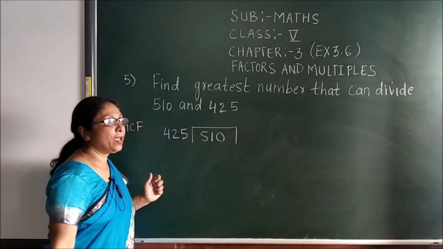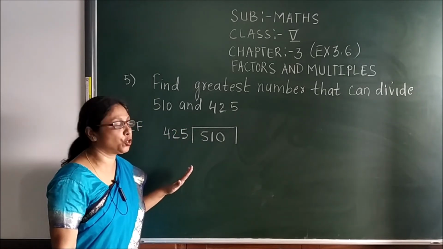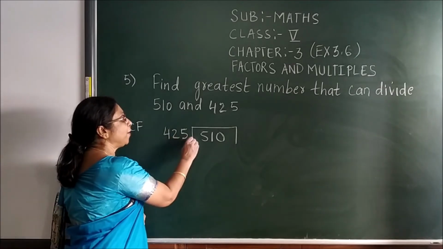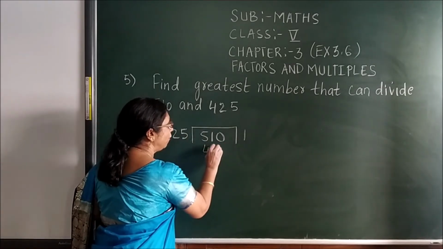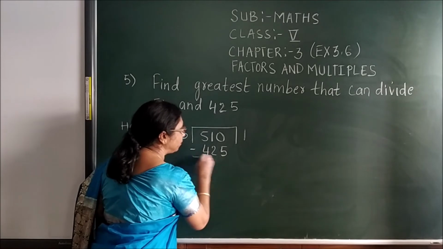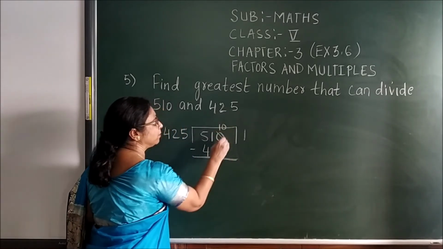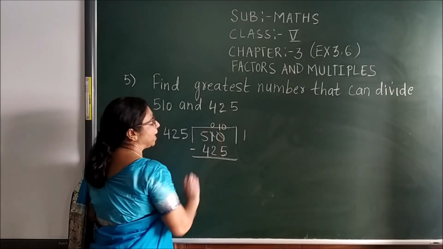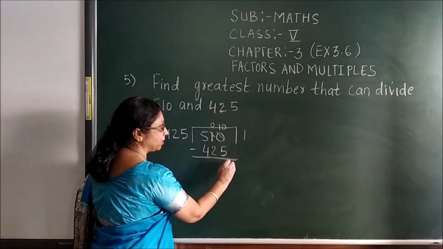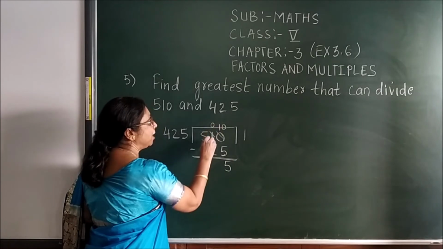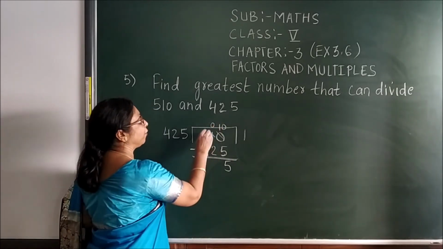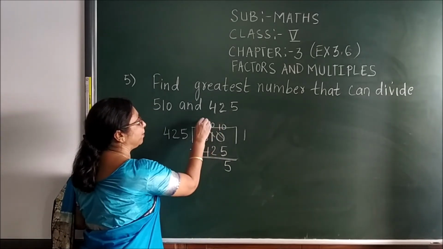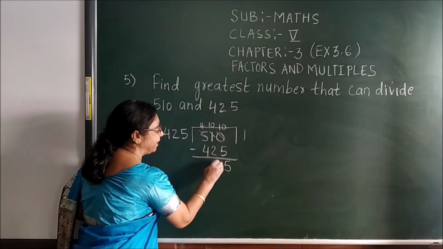Clear? Then we will carry out the division. Simple division. 4 fives are 20, 4 twos are 8. Clear? Then you subtract. Here from 0, 5 doesn't go. Take 1 from here, so this will become 1 less, that is 0. 10 minus 5 is 5. Here from 0, 2 doesn't go. Take 1 from here, this will become 10. This will become 1 less. This is 8 and this is 0.